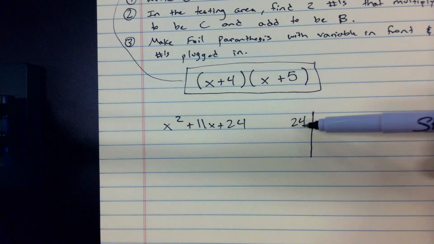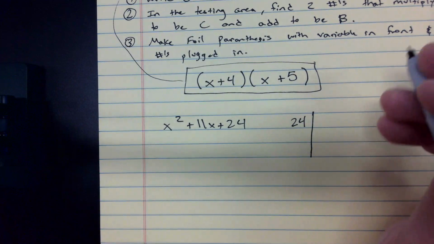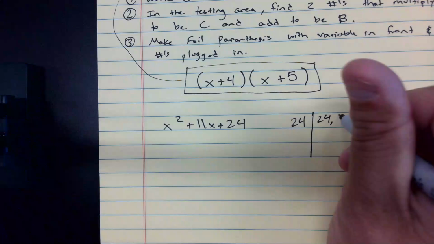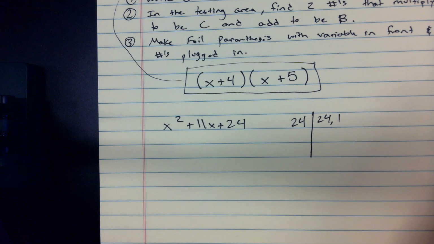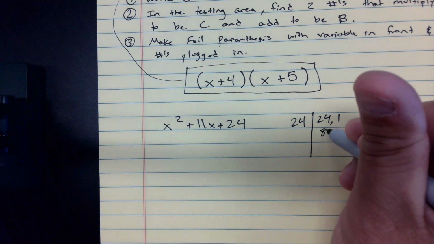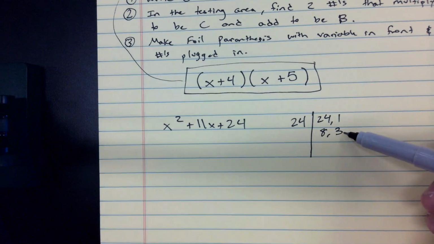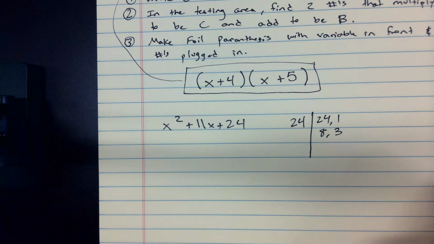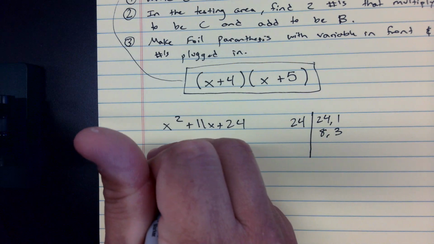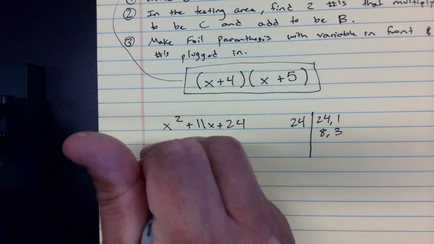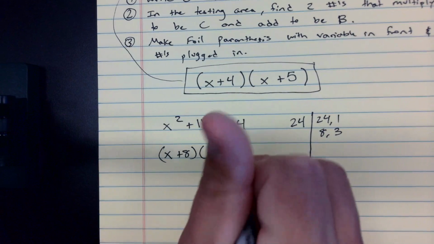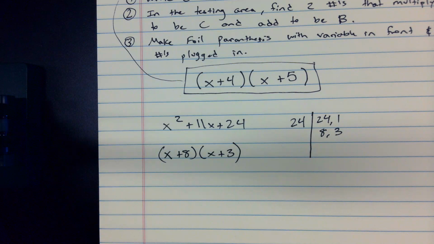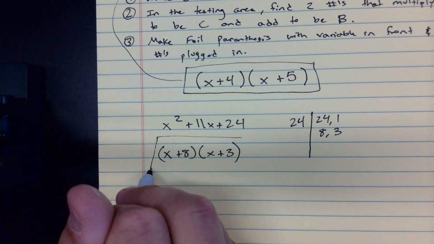So Lane, tell me two numbers that multiply together to be 24. Okay, do those add together to be 11? Nope. Juliana? 8 and 3. Do those add together to be 11? Yep. Now look, what about if she couldn't get it? Could you go through every number that multiply together to be 24? Yeah, until you get it. So what you're going to do is you're going to come over here, you're going to go x plus 8 and x plus 3, and there's your answer, because they're both positive right there.